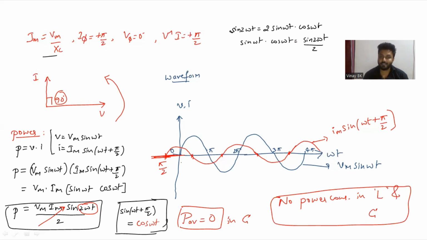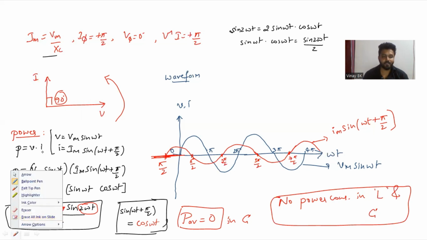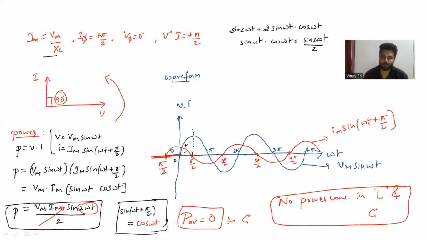The instant is 90 degrees because the angle between voltage and current is 90 degrees. So pi by 2, 3 pi by 2, 5 pi by 2, 7 pi by 2. You have to take the instants of power as 90 degrees. Why 90 degree instants? Because the angle between voltage and current is 90 degrees. So from 0 to 90 degrees, you observe the voltage waveform is positive, the current waveform is positive, so power is also positive. So you get a positive power waveform.